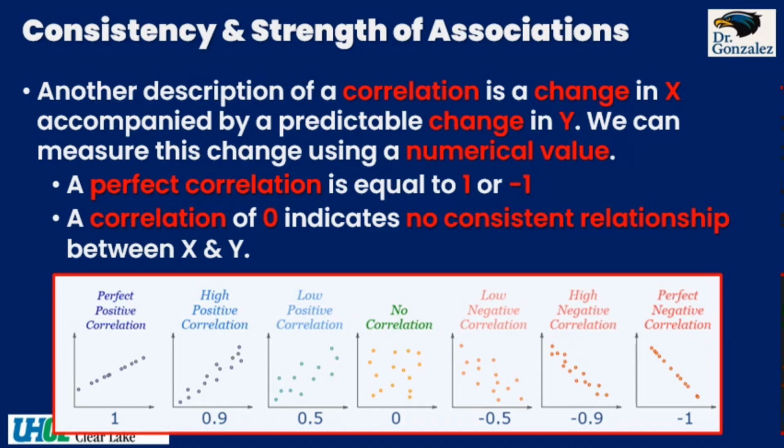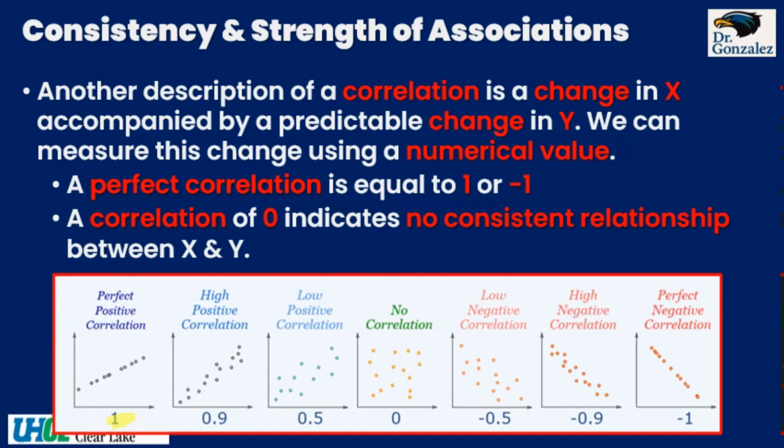Now, another description of a correlation is a change in X accompanied by a predictable change in Y. And the cool thing about correlations is that we can measure that change using a number, okay? So correlations are super easy with interpretation because you're going to get this R coefficient, and a perfect correlation is either going to be +1 or -1. +1 means positive correlation. -1 is a perfect negative correlation. So you can see underneath here, you have an example showing you how that R value works. When we say R value, we're talking about that correlation coefficient, the thing we're going to calculate, right?